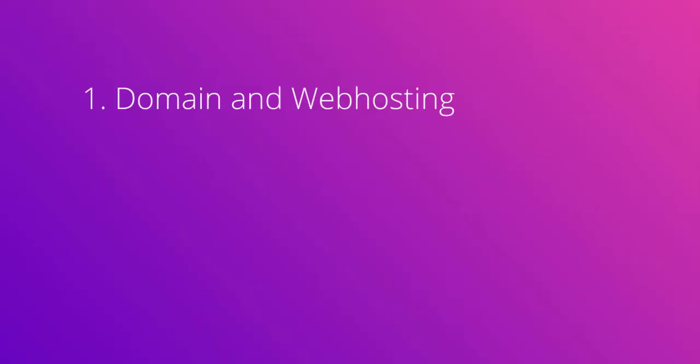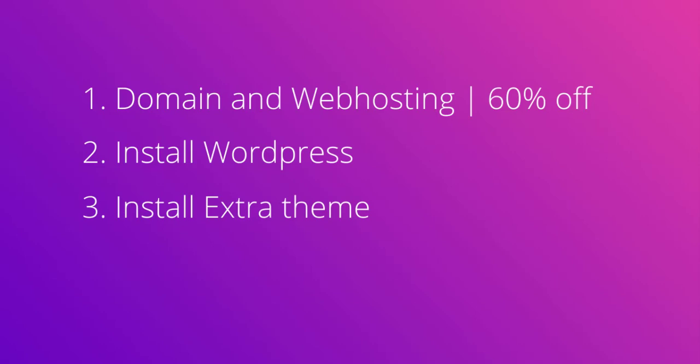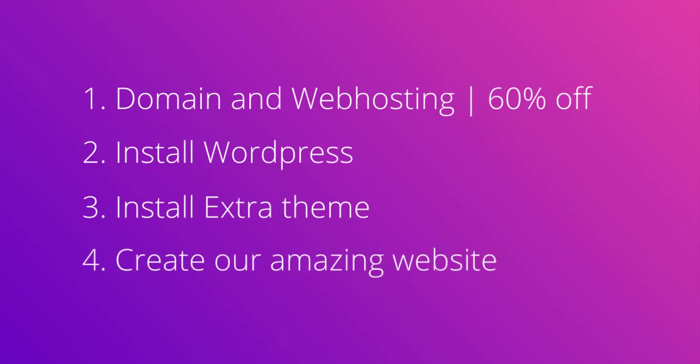Now let's get started. So first I will show you how to buy a domain and hosting, and I will also show you how you can get a 60% discount through my link. Then we will install WordPress, and then I'll show you how to install the Extra theme, and finally I will show you how to create our amazing website. If you already have web hosting, you can skip this part, or if you don't have, then follow along.